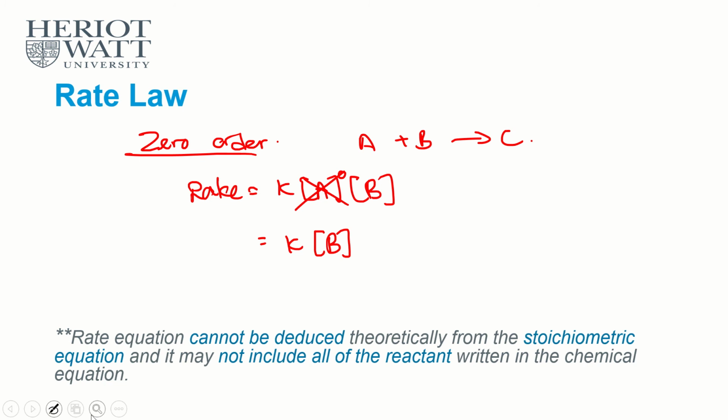So what about first order? Let's say your B is first order, so you have power 1. What does that mean by first order? First order means when you double the concentration of B, the rate will double. So it's directly proportional to the change in the concentration of B. If I increase the concentration of B by 3 times, the rate will increase by 3 times. If I increase it by 4 times, the rate will increase by 4 times. So that is first order.